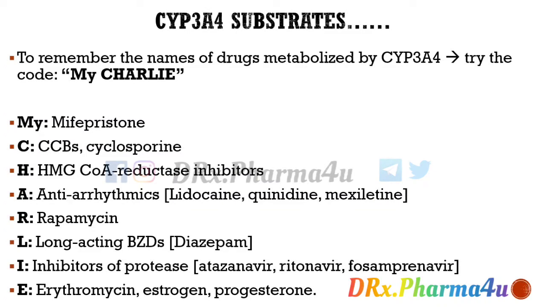A stands for antiarrhythmics, for example, lidocaine, quinidine, and mexiletine. Mexiletine is not used nowadays; it is actually banned from the market. R stands for rapamycin. L stands for long-acting benzodiazepines, for example, diazepam. I stands for inhibitors of protease. These are usually used in the treatment of HIV: atazanavir, ritonavir, amprenavir, fosamprenavir, etc. And E stands for erythromycin, estrogen, and progesterone.